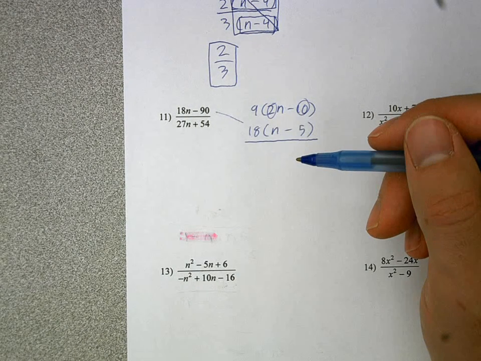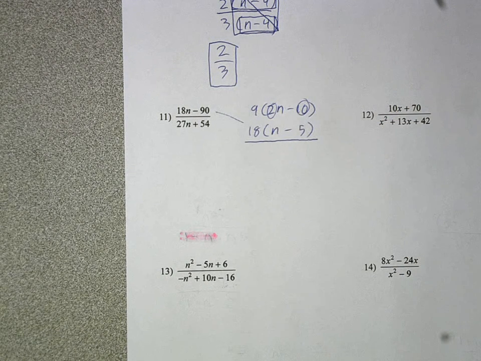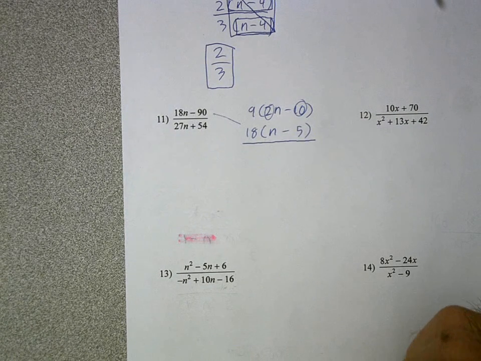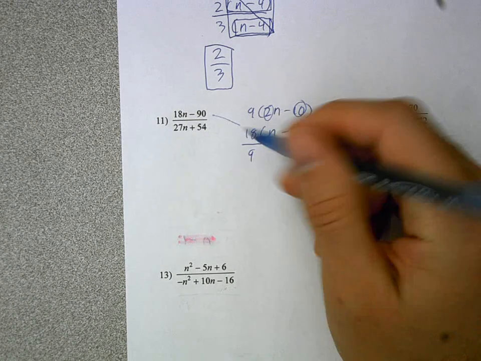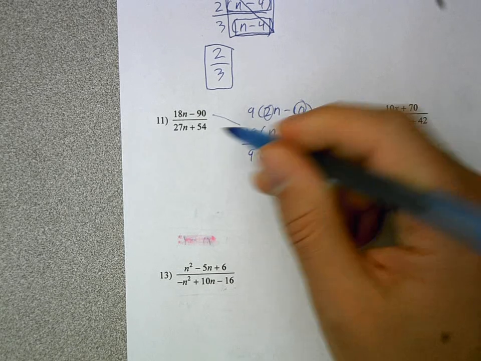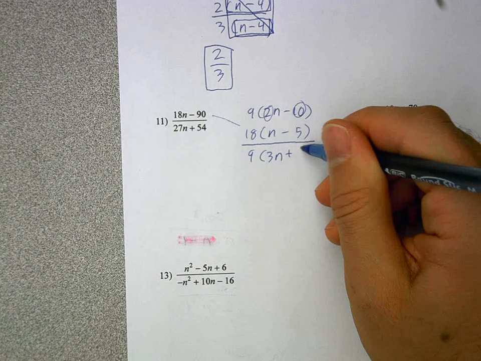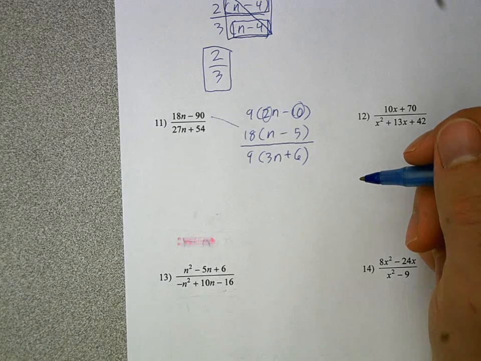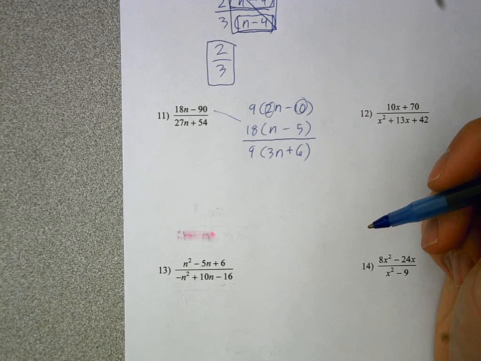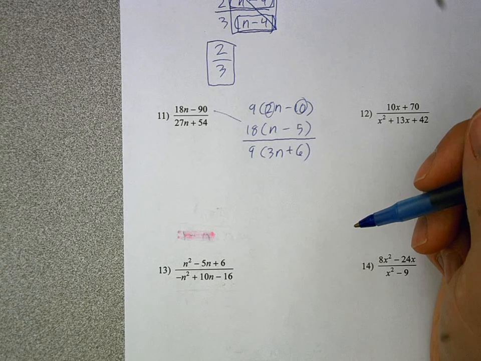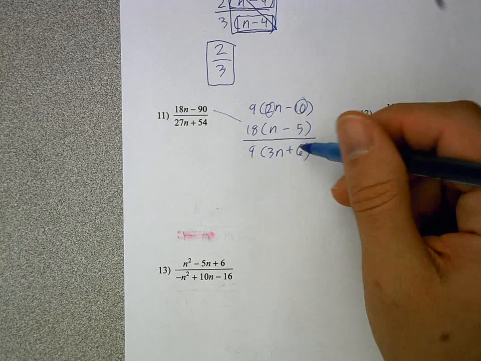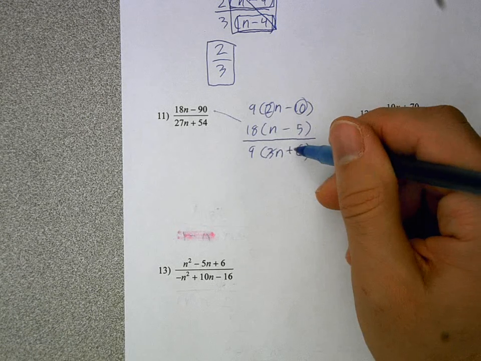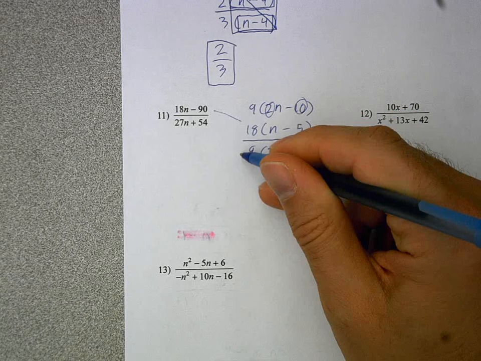27n minus 54. What's something that goes into both of those? Jeremiah, do you see a number that would go into 27 and 54? 9. Let's try that. So if I take 9 out, 9 goes into 27 3 times, and into 54 6 times. Oh, wait a second, guys. Is there something that goes into 3 and 6? Correct? Yep, there we go. We want to be specific. So 3 goes into both of those. Take that out. So really 1 and 2, and we got that 3 out here.